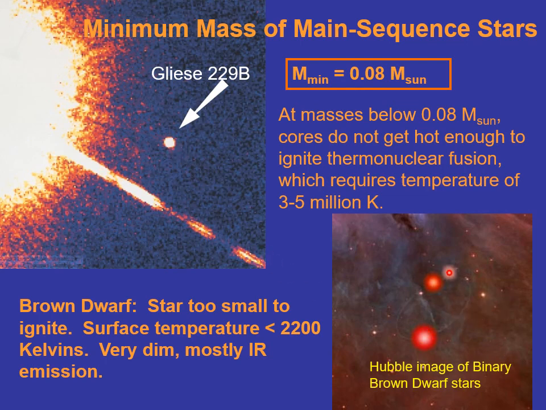This is a Hubble Space Telescope image of two twin binary brown dwarfs. So again, these two objects here just don't have enough mass to get hot enough to ignite themselves like a real star. So that's what determines the lower limit of how small a star can be.